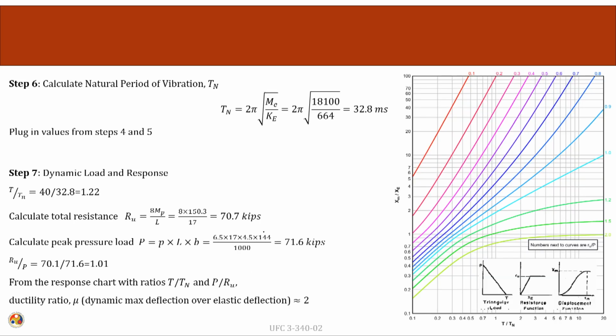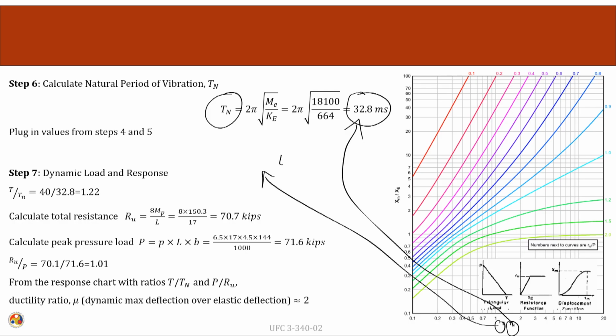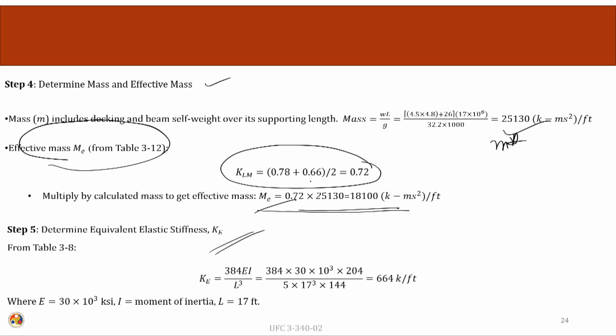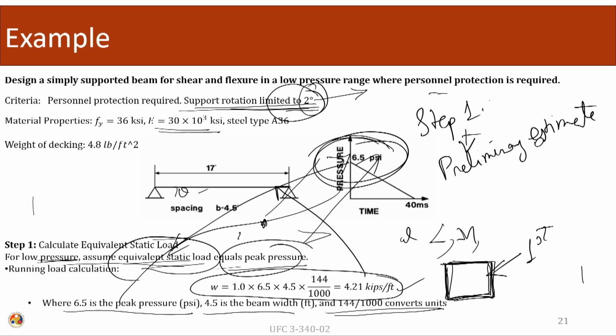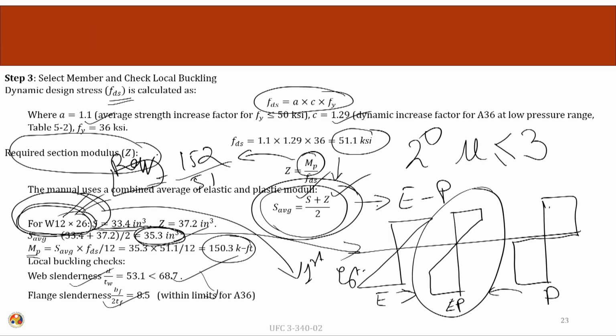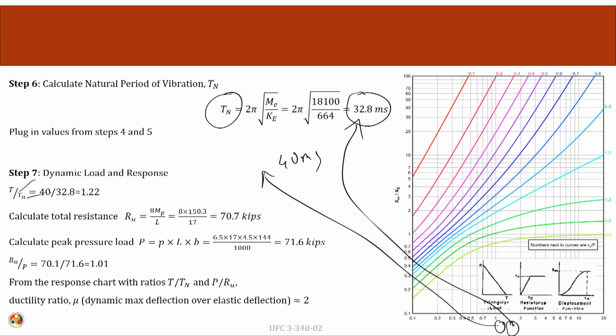After calculating our m star and k star, we can calculate the natural period of the system. T was given to us as 40 milliseconds, which was the requirement in the given statement, and t over Tn is also given. We have the equations for calculating the total resistance of the system, and we have the applied loading on the system.